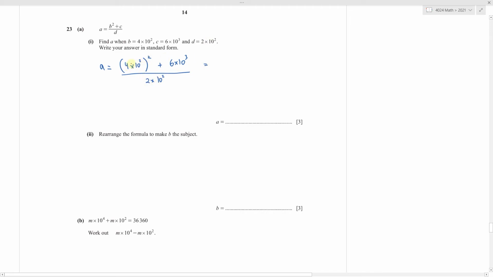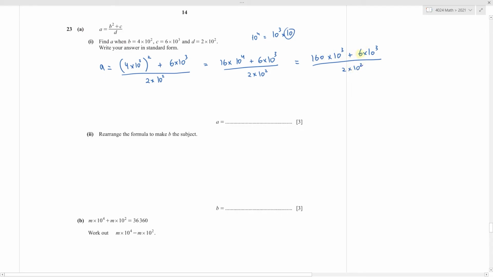Now if I bring this square inside, I will get 4 square, which is 16, multiplied by this power of 2 will be multiplied by this power 2. So this will become 10 power 4 plus 6 into 10 power 3 divided by 2 into 10 power 2. Now to add these, I must have the same powers of 10. So if I take one 10 outside, I can write 10 power 4 as 10 power 3 multiplied by 10, right? So I can multiply this one extra 10 with this 16. I will get 160 into 10 power 3 plus 6 into 10 power 3 divided by 2 into 10 power 2.